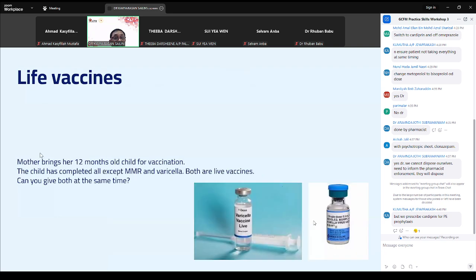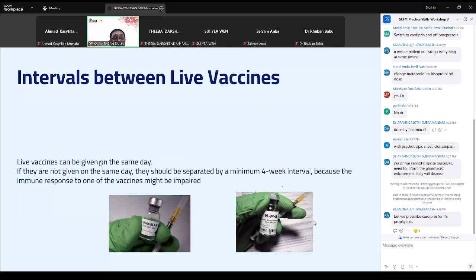For children, this is a different topic. This is for a 12-month-old child. Don't mix up with the live vaccine of pregnancy. For pregnant women, live vaccines cannot be given. For a child, live vaccines can be given on the same day. If they are not given on the same day, they should be separated by a 4-week interval because the immune response to one of the vaccines might be impaired.